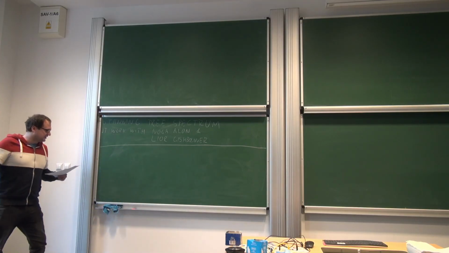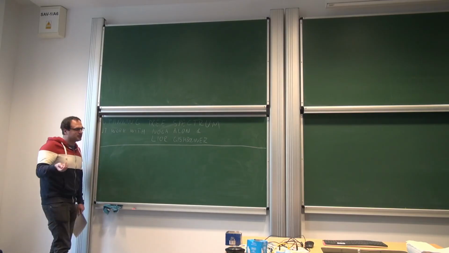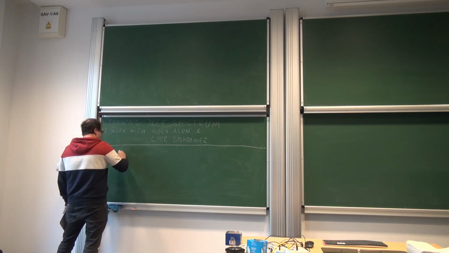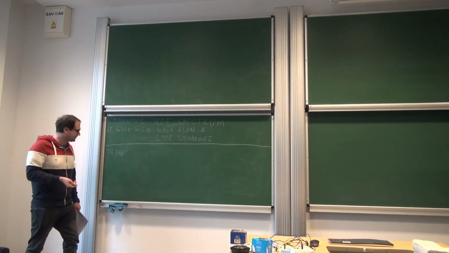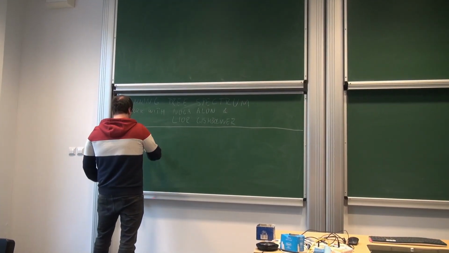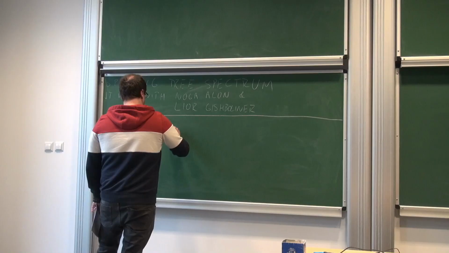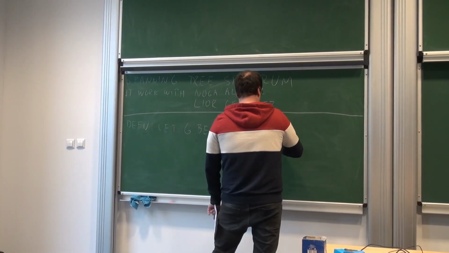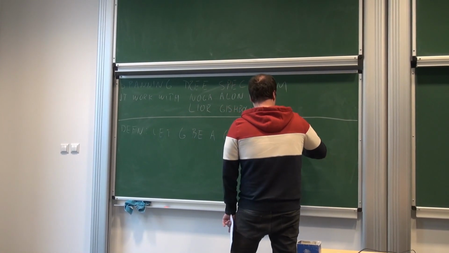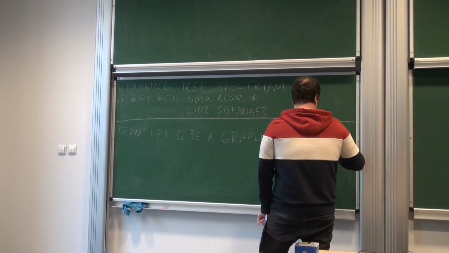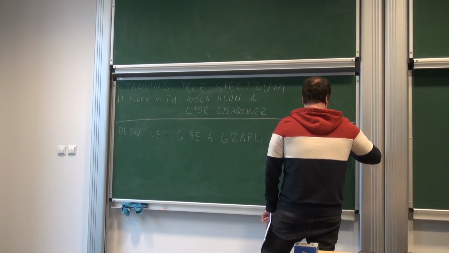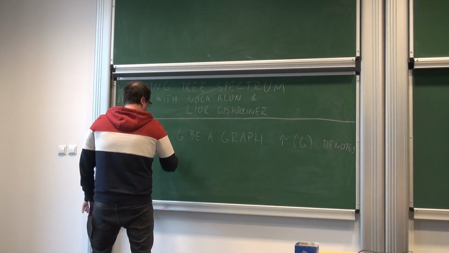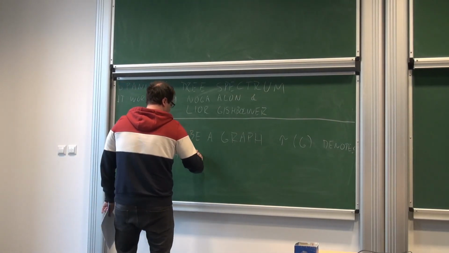Very good. So let me start with the definition, what I mean by this tree spectrum, and it's actually one of the most basic notions and objects in graph theory that really pops up a lot. So let's give you a graph. I will denote by tau of G the number of spanning trees of G.